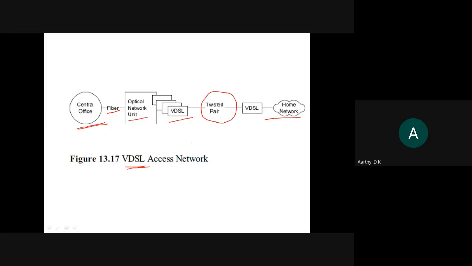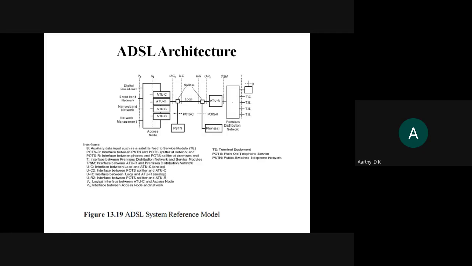If the user is not able to access the internet through the copper wire using ADSL, then we can go for VDSL, very high speed digital subscriber line. We use optical fiber cable from the central office till near the home network, and you need an intermediate for that, for which we use the twisted pair cable. The next is ADSL architecture.